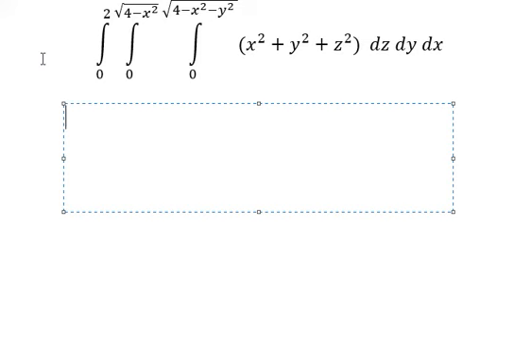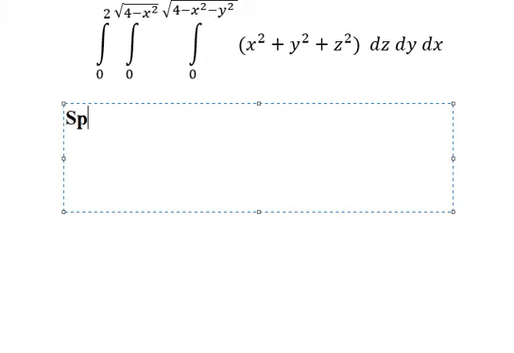Hello everybody. So today I will talk about calculus. The topic today is about spherical coordinates. Now I will show you how to answer.